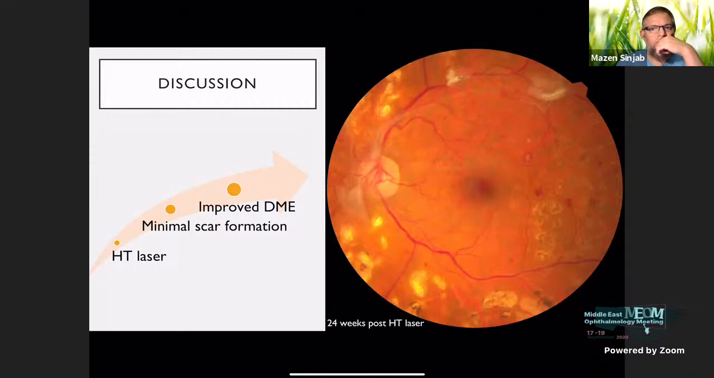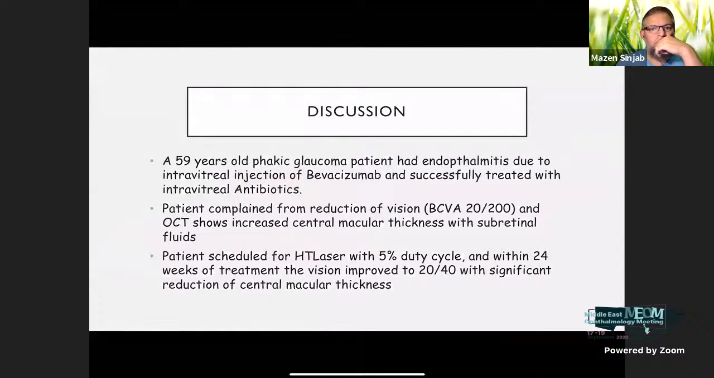This is another case of a 59 years old fake glaucoma patient, had endophthalmitis due to intravitreal injection of bevacizumab, and successfully treated with intravitreal antibiotics. Patient complained from reduction of vision 20/200, and OCT shows increased central macular thickness with subretinal fluids. Patient scheduled for HD laser with 5% duty cycle, and within 24 weeks of treatment, vision improved to 20/40 with significant reduction of central macular thickness.